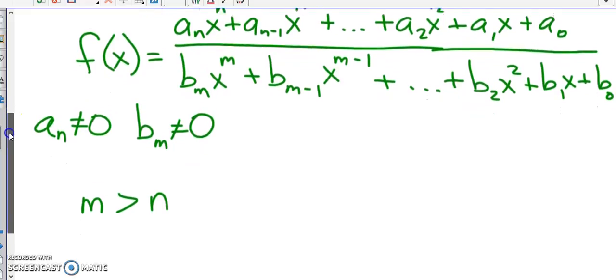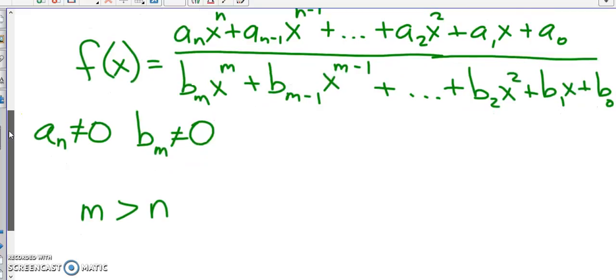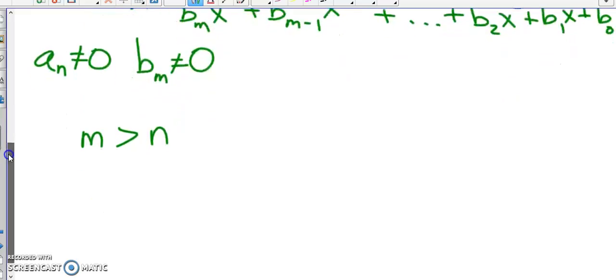Indeed. So that means that when you get out toward the edges, so if x gets really negative or really large, the denominator is going to dominate, and it's going to make this shrink down to 0. Therefore, if the degree of the denominator is greater than the degree of the numerator, then your horizontal asymptote is y equals 0.